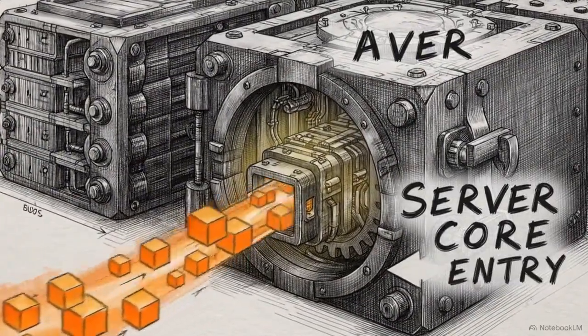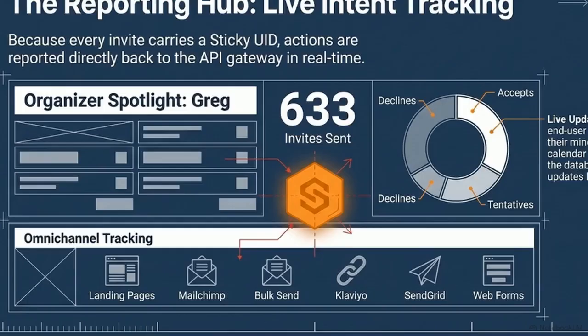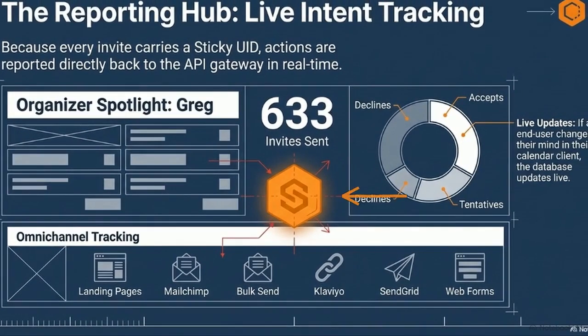The ultimate payoff of this continuous data loop is the ability to generate real-time, live updating analytics. This dashboard shows how the backend DynamoDB feed translates API pings into an immediate breakdown of accepts, declines, and tentatives. This intent tracking aggregates data across all channels simultaneously. Landing pages, bulk uploads, and embedded emails all report back to the exact same hub.